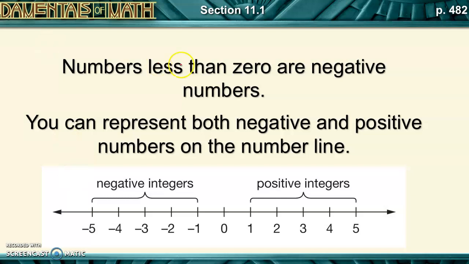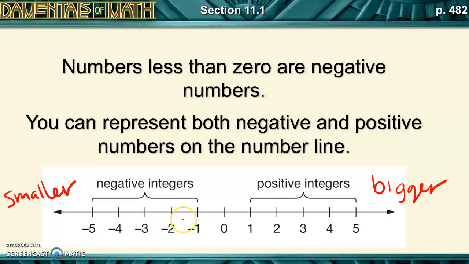As numbers go to the right, they continue to get bigger, and as numbers go to the left, they actually continue to get smaller. So all of these numbers to the left are smaller than the next one. So -1 is smaller than 0. -2 is smaller than -1. -3 is smaller than -2.